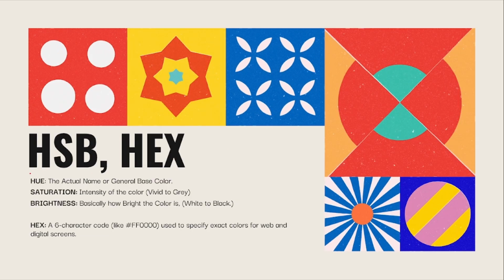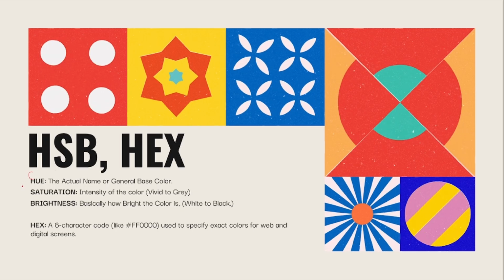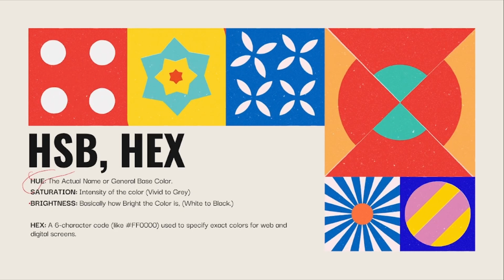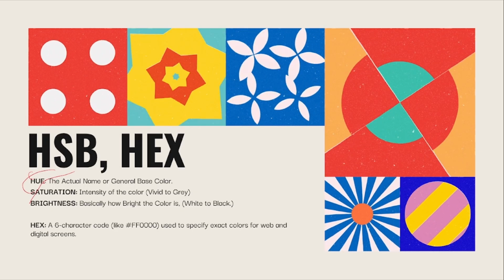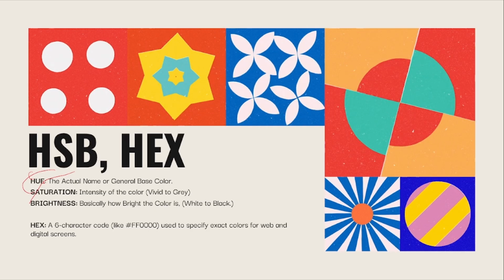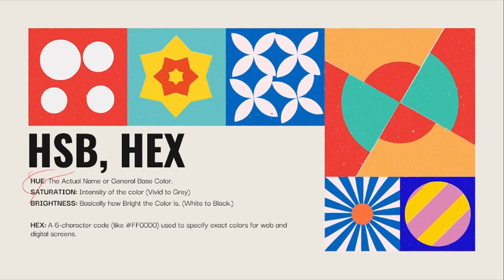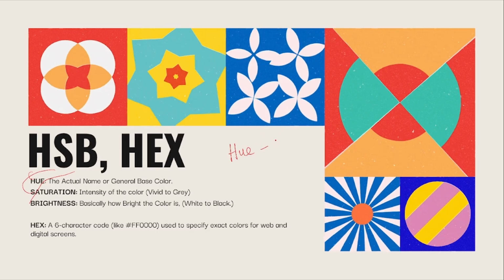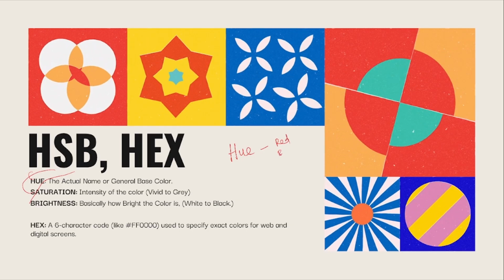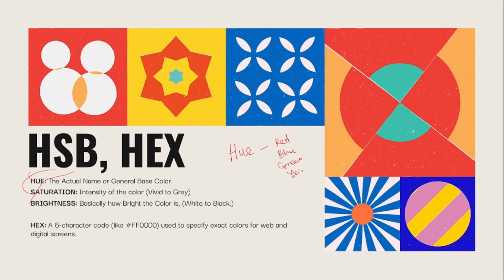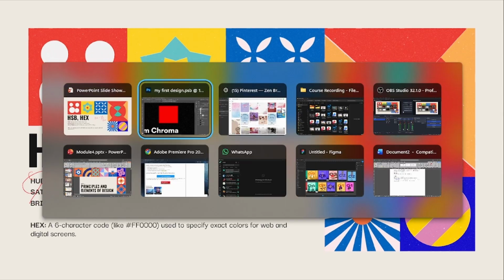Now HSB literally means hue, saturation, and brightness. Now hue is the actual name or the general base color. So your hue can be red, can be blue, can be green, can be yellow. That's basically what hue means, guys.